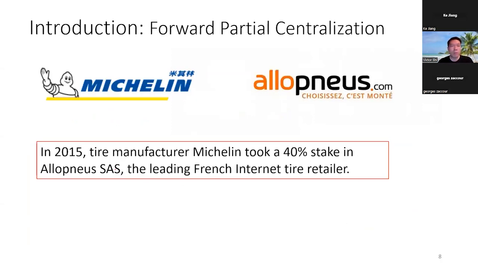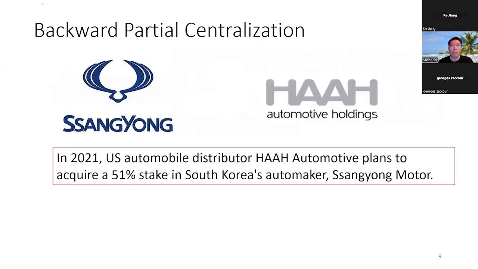Another example: in 2015, Michelin took a 40% stake in this company, the leading French internet tire retailer. Okay, so again, this is a forward PC, right? Here's an example of backward PC, partial centralization.